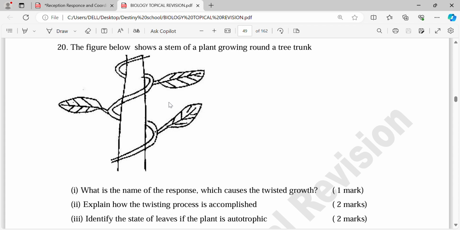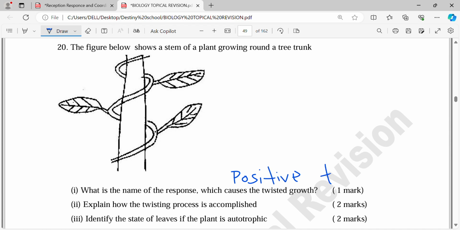The figure below shows a stem of a plant growing around a tree trunk. What is the name of the response which causes the twisted growth? So the response is thigmotropism, and thigmotropism alone is not enough because it has obeyed the touch, it has obeyed the contact. The best answer is positive, because it has obeyed by curling. So the answer there is positive thigmotropism. That is your answer.